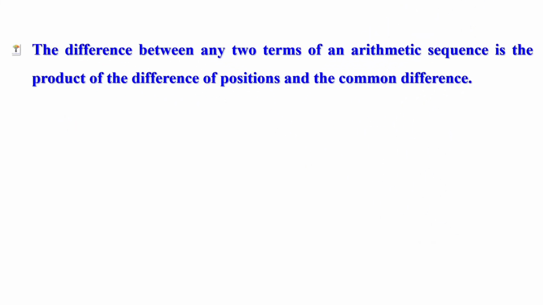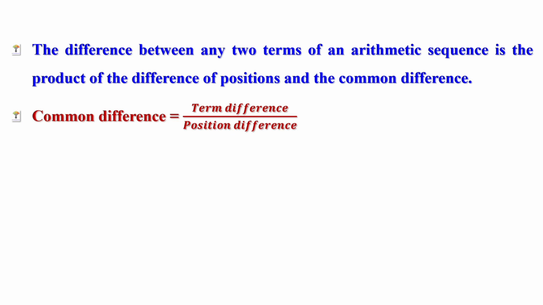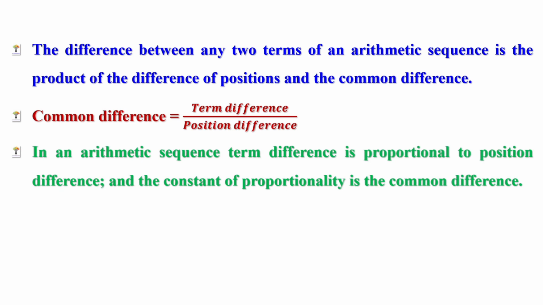Today we have discussed the relation between position and term, and we have seen that the difference between any two terms of an arithmetic sequence is the product of the difference of positions and the common difference. Or we have seen that common difference equals term difference by position difference. And we have also discussed that in an arithmetic sequence, term difference is proportional to position difference, and the constant of proportionality is the common difference. We have also seen that the difference between any two terms is a multiple of common difference.